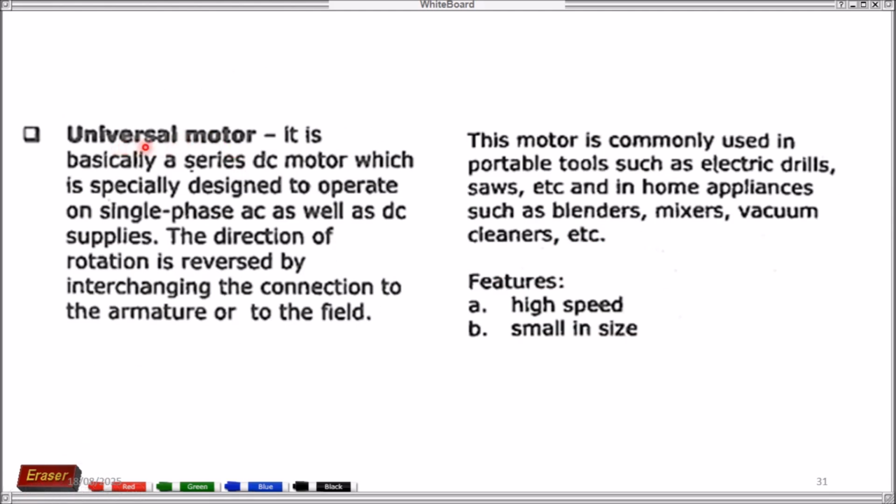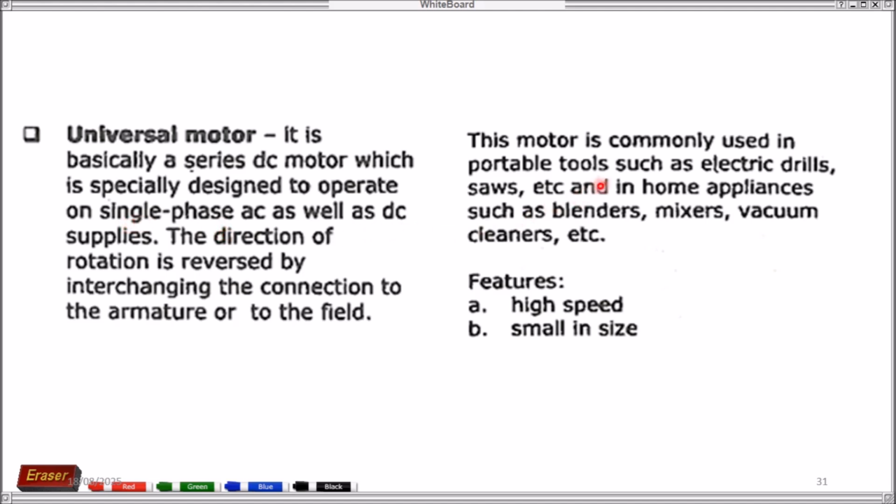Then universal motor, so it is basically a series DC motor which is especially designed to operate on single phase AC as well as DC supply. So the direction of the rotation is reversed by interchanging the connection between the armature and the field winding. So this is a motor that could run on both AC and DC. So AC single phase, DC natin pwede din siya.